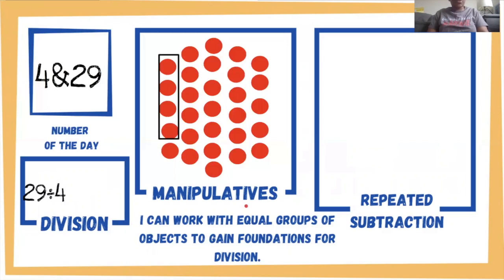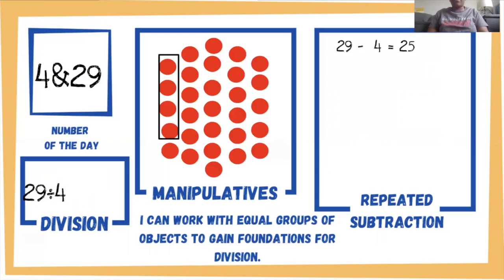Here is my first group. On the other side of my board, I'm also going to keep track of how many counters I have left by using repeated subtraction. This is just like when we use repeated addition for a multiplication problem. And so if I had 29 counters and I've put 4 of them in a group, I have 25 counters left. What do you think I'm going to do next?